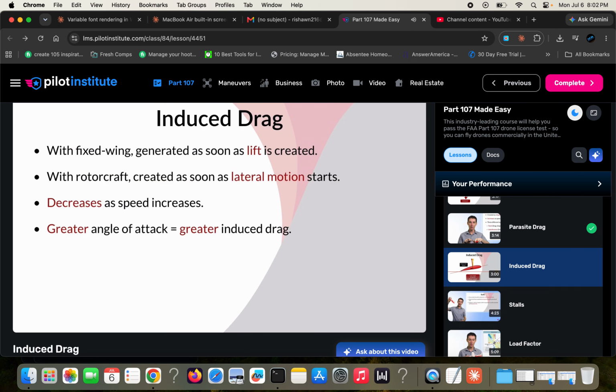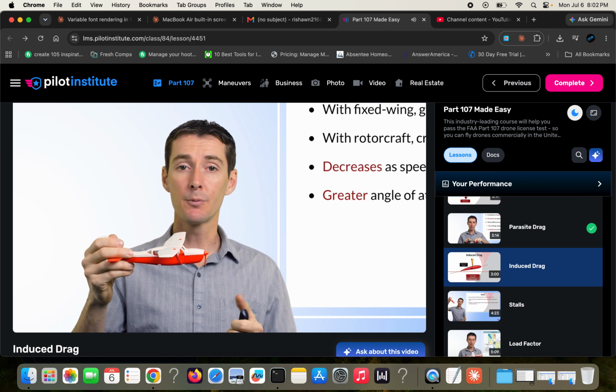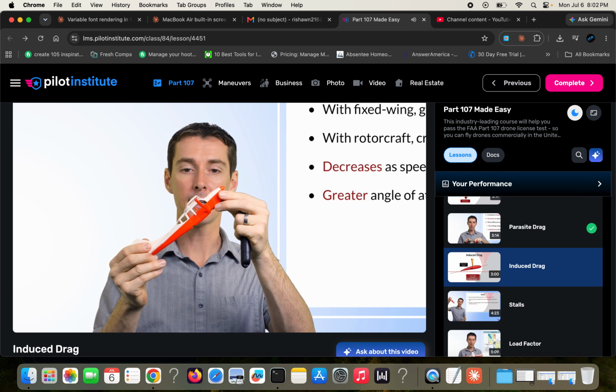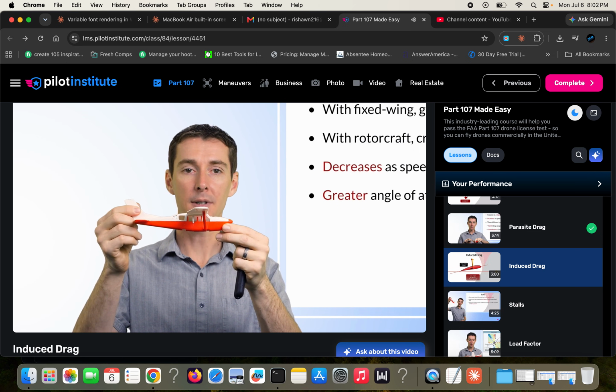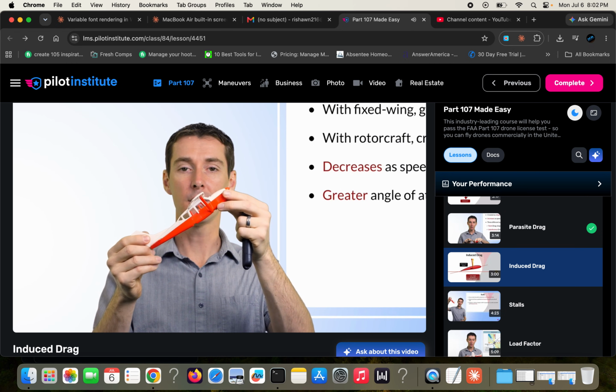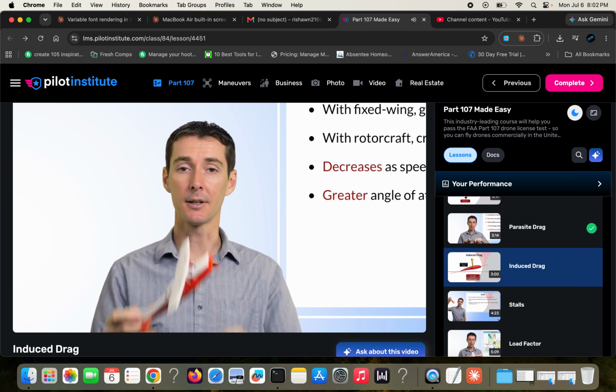I'm going to show you how it works with a diagram in a second, but the greater the angle of attack, the greater the induced drag. Let's take a look at this. Remember the angle of attack? The difference between the relative wind and the chord line? This is a high angle of attack. This is a lower angle of attack. Now, as we have a higher angle of attack, we have more induced drag. This is what I'm talking about right here.